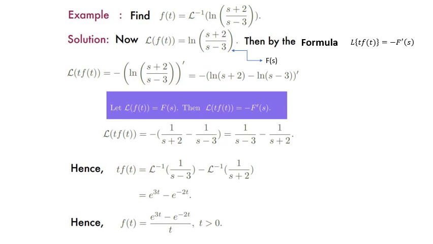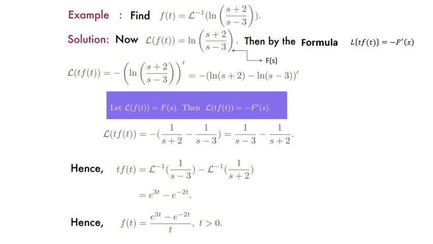So it is minus of (log (s plus 2) by (s minus 3)) the whole raised to dash. We have to differentiate that. Now log a by b is log a minus log b. So we can rewrite that as minus bracket log (s plus 2) minus log (s minus 3) raised to dash. We have to differentiate it. So when you differentiate, you will get minus bracket, derivative of log is 1 by (s plus 2) minus derivative of log (s minus 3) is 1 by (s minus 3). Now open the bracket, you will get 1 by (s minus 3) minus 1 by (s plus 2).